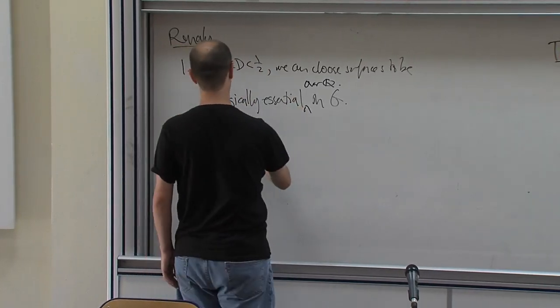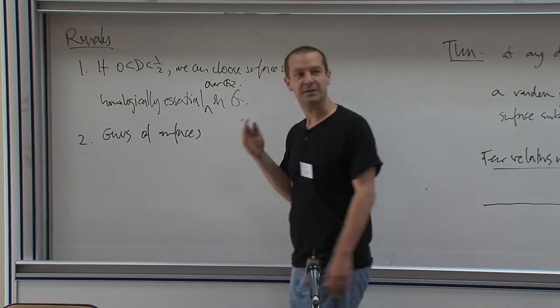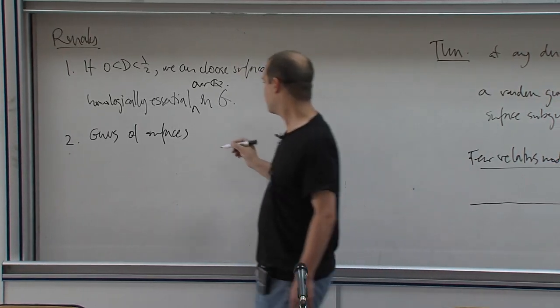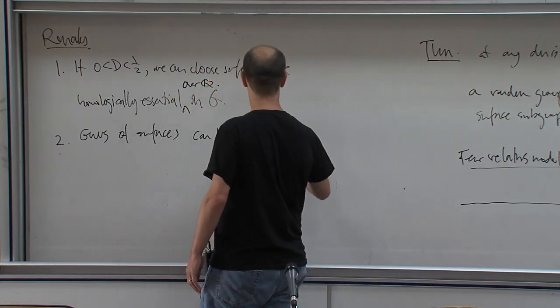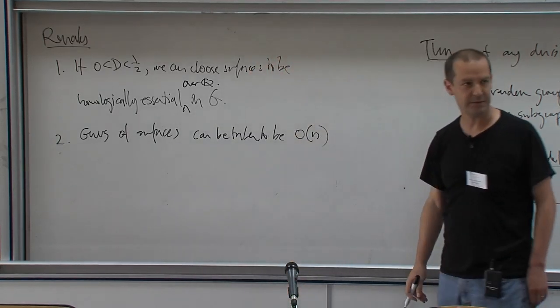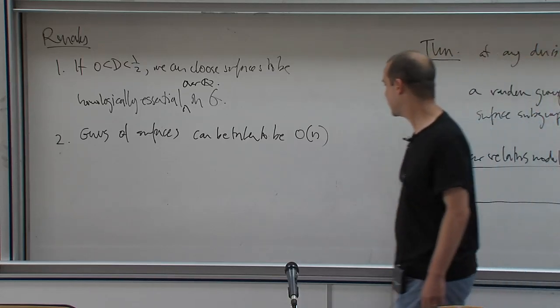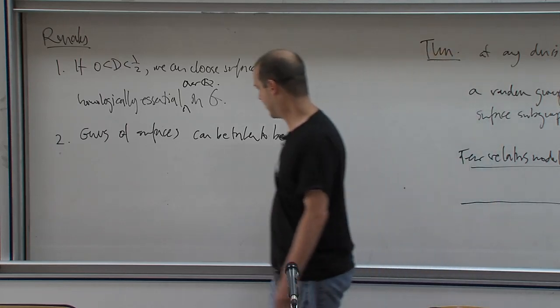The genus of the surfaces at length n, so it's going to depend on n, can be taken to be of order n. And actually, I think one can do little o of n, but just to be safe, let's not ask whether I drew a big or a little o.